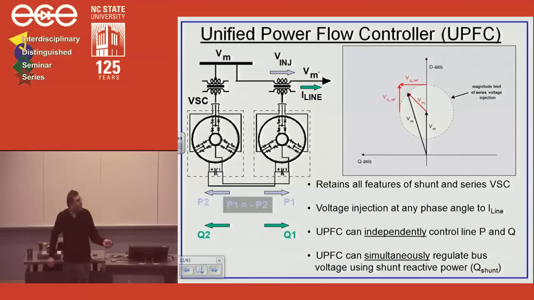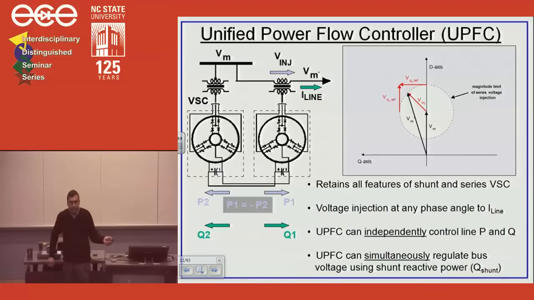So that opened up another function here, because now I can inject this voltage at any angle with respect to the line current, which basically means that I can control both the real power as well as the reactive power on this line. Any questions on this basic functionality?